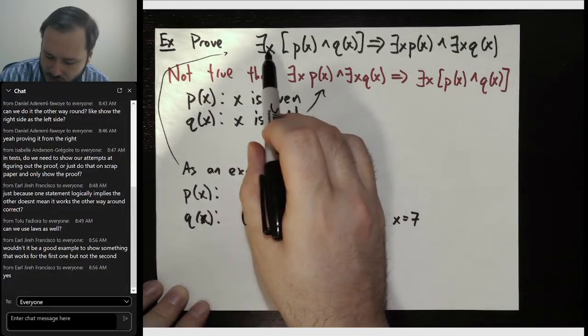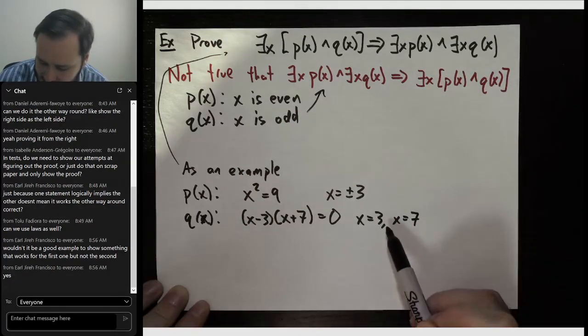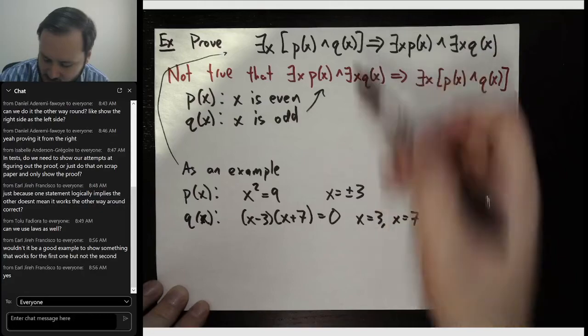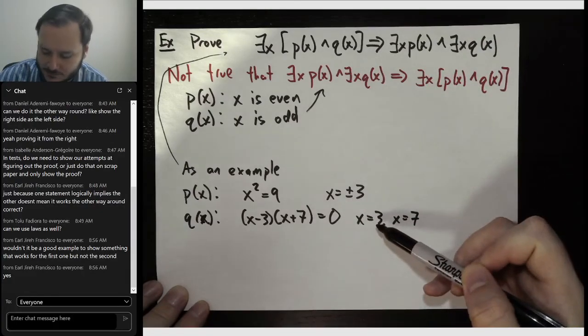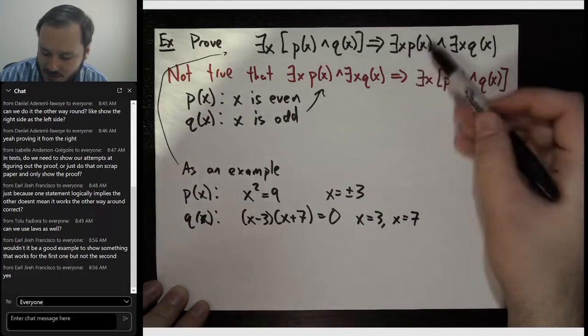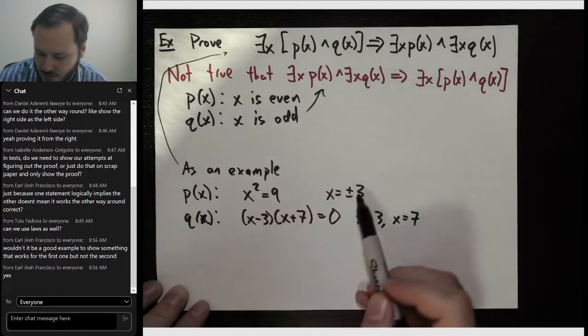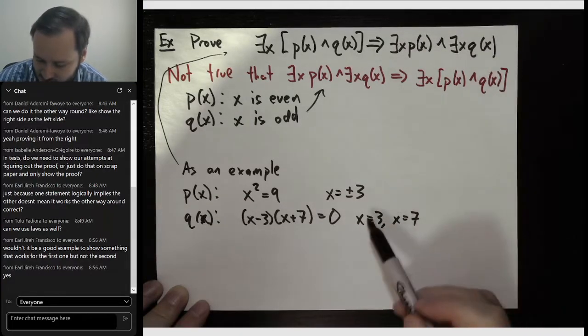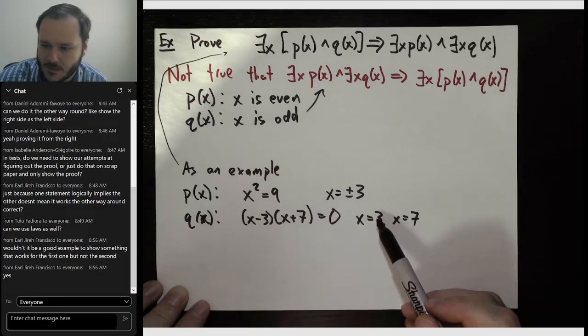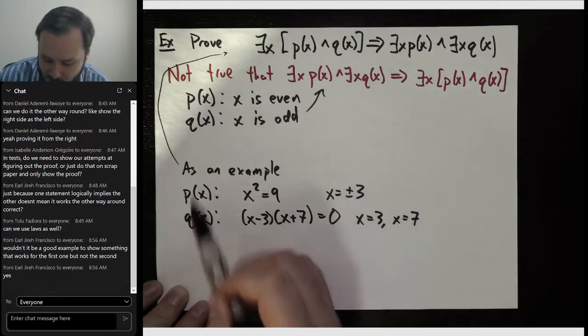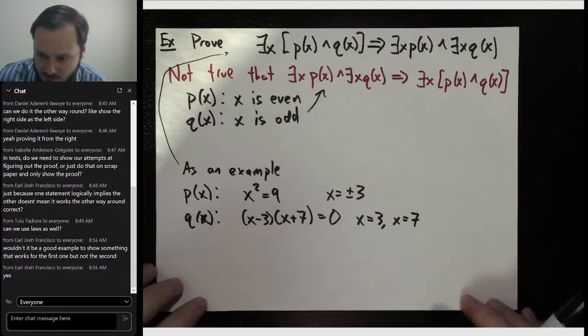So it is true that there exists an x such that p of x and q of x, that number is 3. That means there exists an x p of x, 3. There also exists an x q of x, 3. However, there are other answers for p of x and q of x as well.